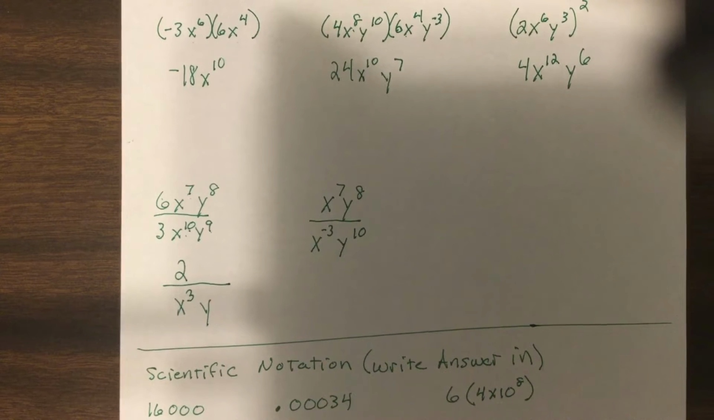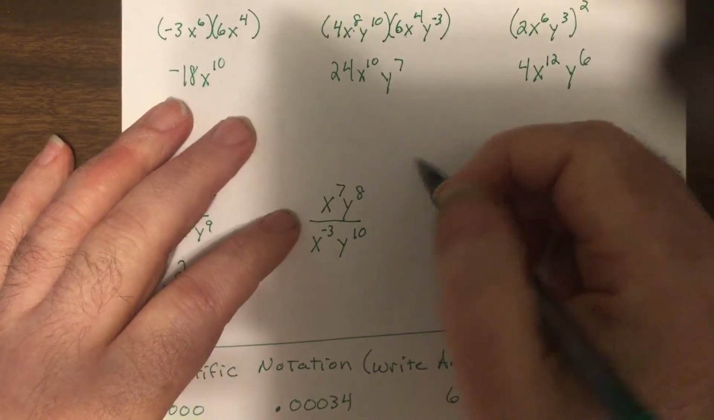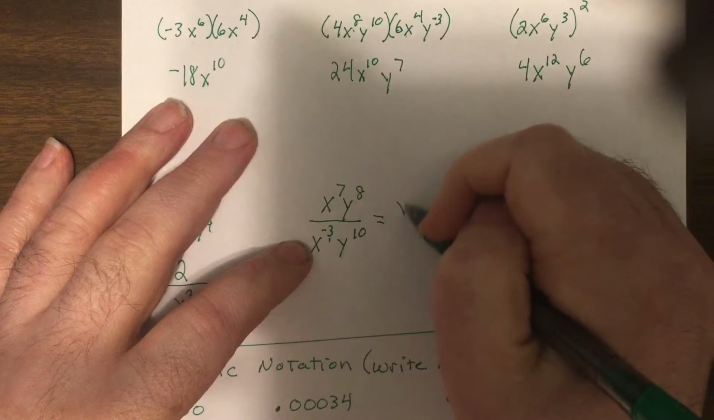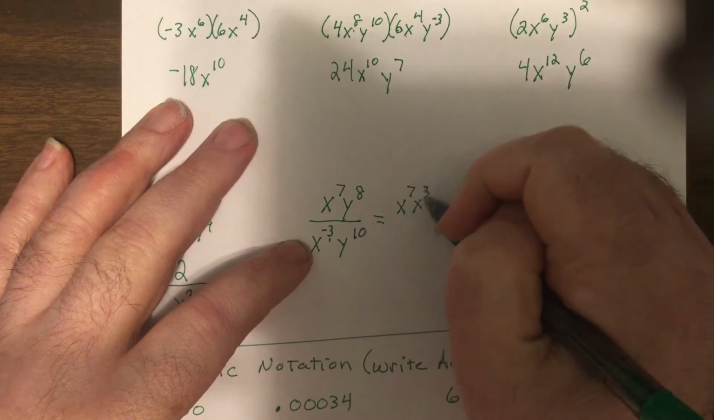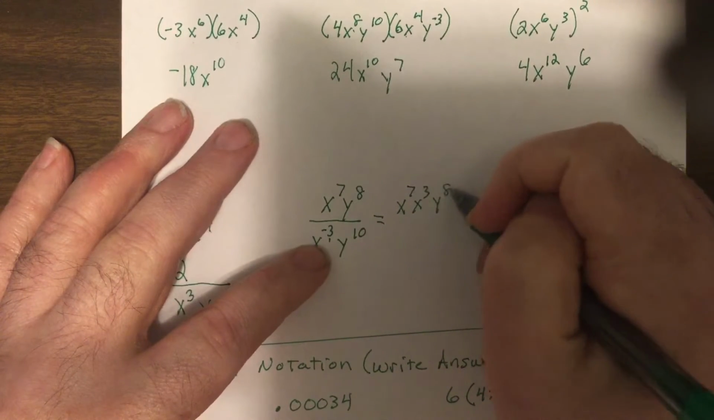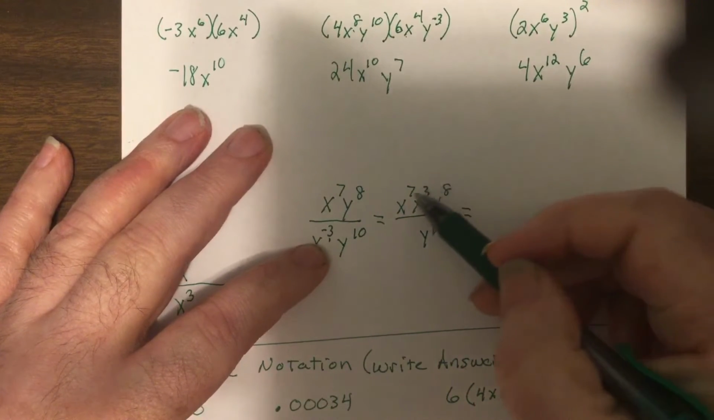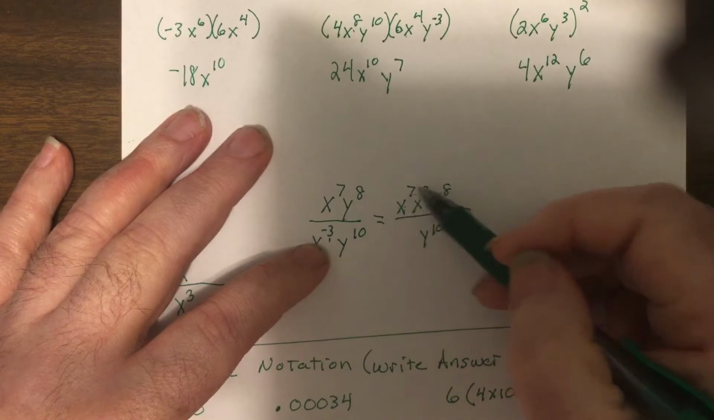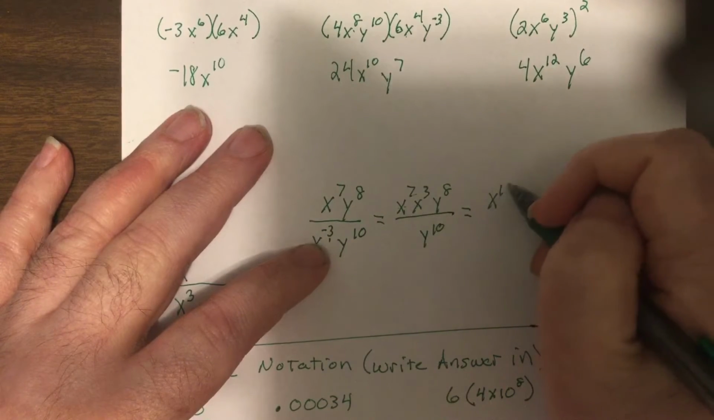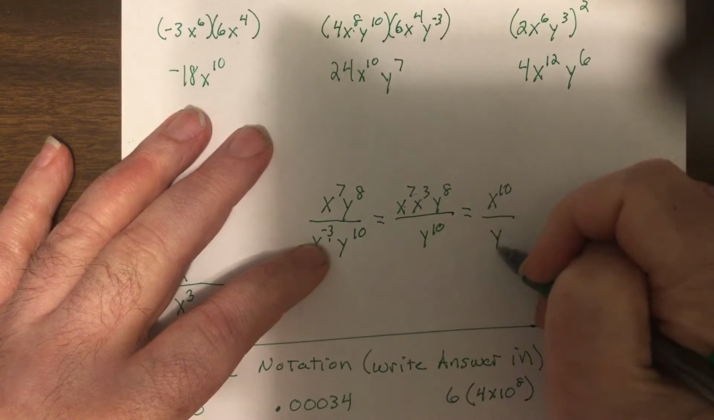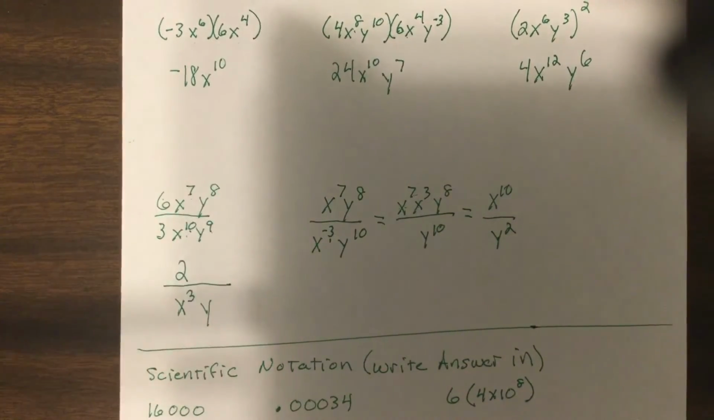So answer should have positive exponents. So this one, negative exponent means bring it up. So it'd be x to the 7th, x cubed on the top. You still have the y to the 10th on the bottom. X, when you multiply 2 things same base, you add, so it's x to the 10th. When you divide 2 things same base, you subtract. Woohoo!